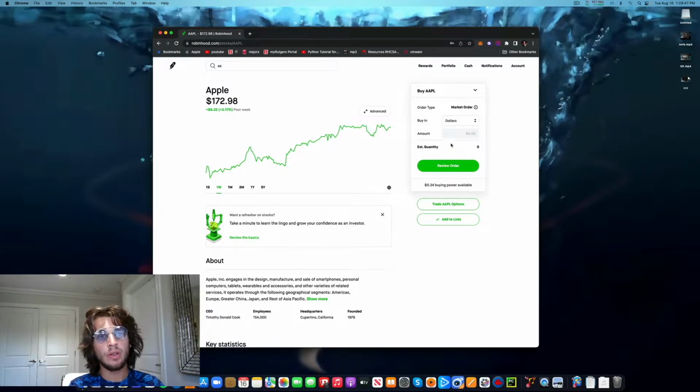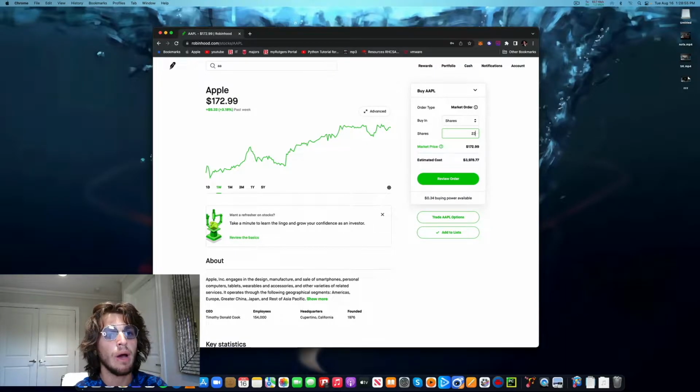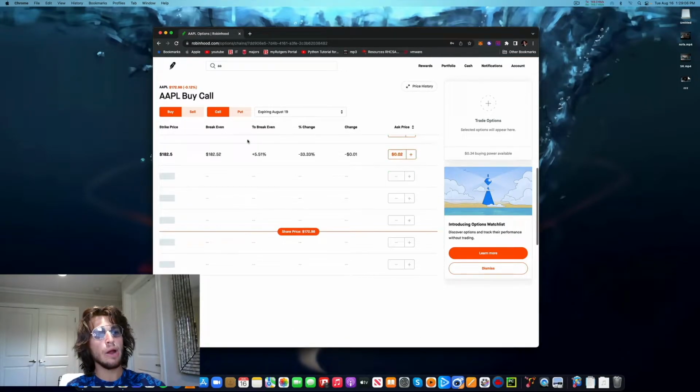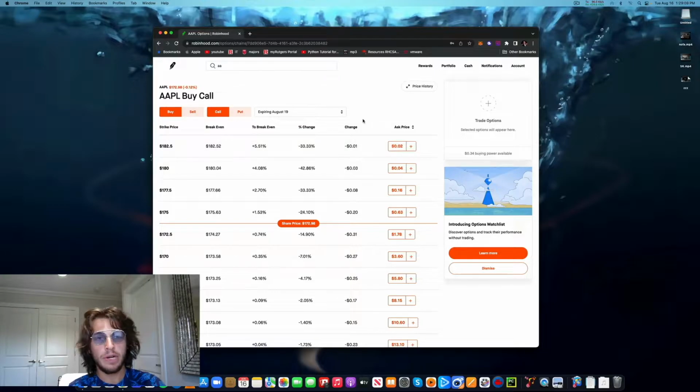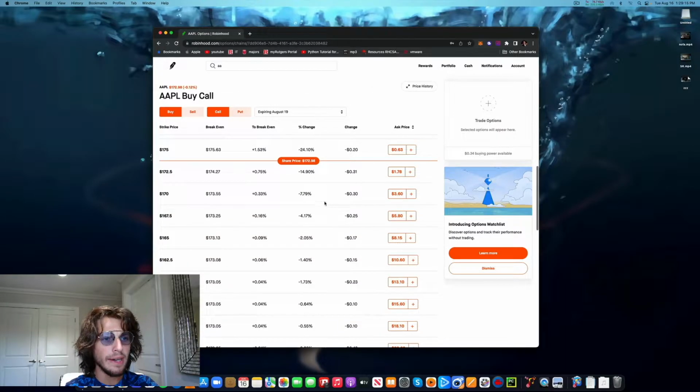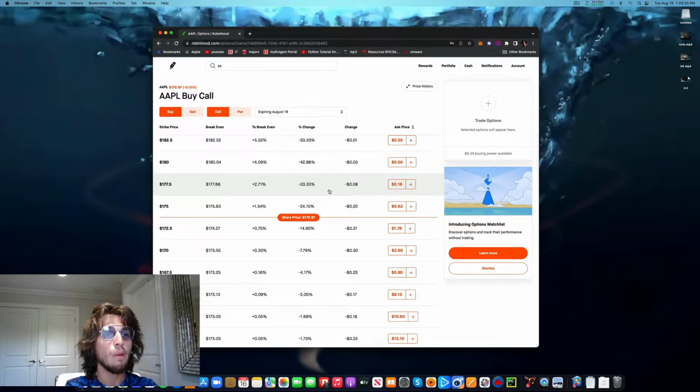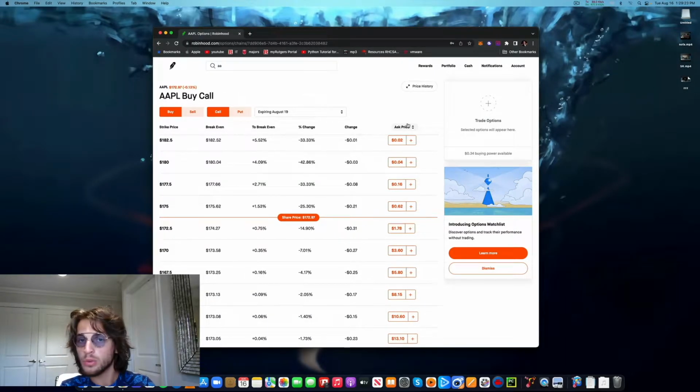And basically all you want to do is, instead of buying stock, so you can of course buy stock, you can buy in shares and then buy a million shares, however many you want. But you want to go down here and trade Apple options. So this will bring up an entirely different screen that we're going to go over right now. So basically what's happening here is these are a list of contracts that you can purchase in order to profit off of these options or lose money depending on how smart you play the situation.